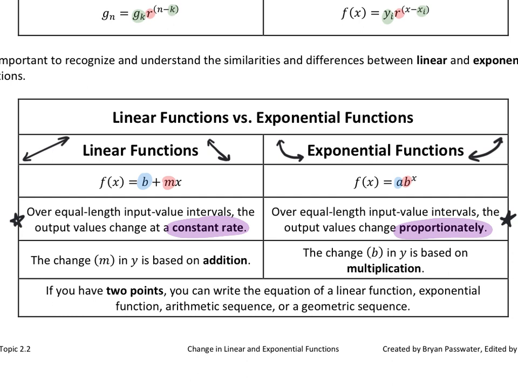But that makes a lot of sense to us because we learned last time that arithmetic sequences change by some sort of addition or subtraction, which is addition of a negative number. And exponentials or geometric sequences change by multiplication or division, which is just multiplying by a fraction. That means that we're changing either by a constant rate with addition or by some proportion with multiplication. But of course, if we have those two points, which I've been highlighting in green in all of my functions, we can write any equation for linear, exponential, arithmetic sequences, or geometric sequences. Cool?